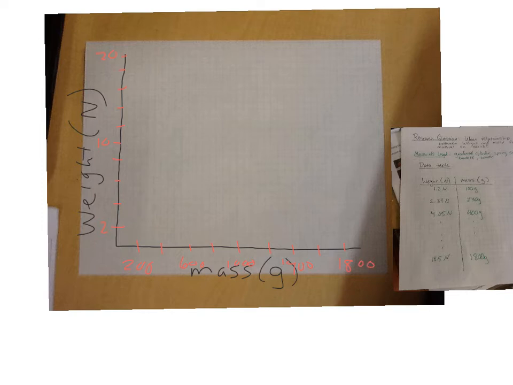Alright, so once I have a labeled graph and it's consistent, then I want to just start plotting my points, and I just transfer those onto the graph. And hopefully, as long as we've scaled right, it'll plot a nice relationship for us. On this first data point, it's 1.2, and that corresponds with 100 grams.